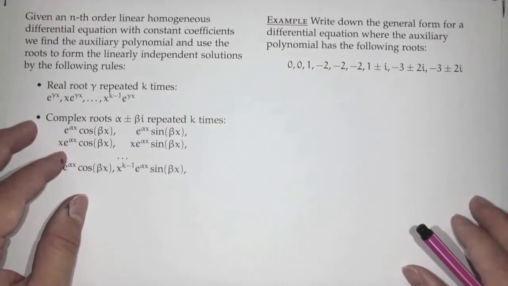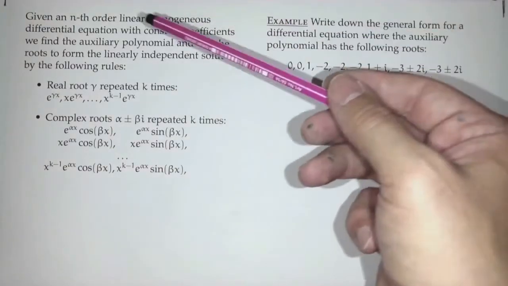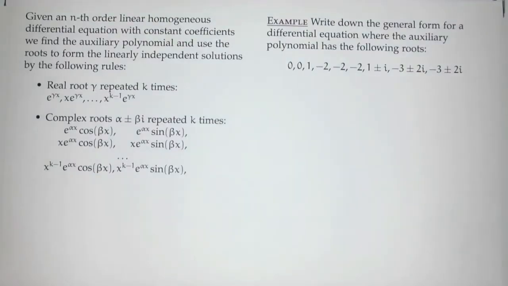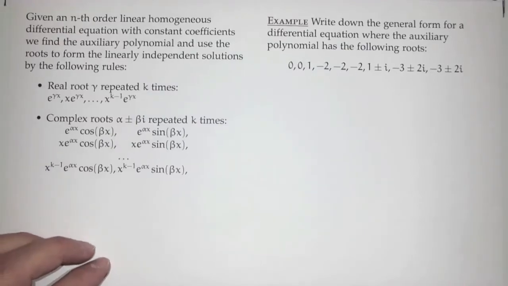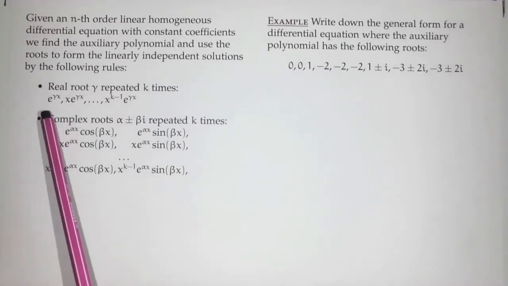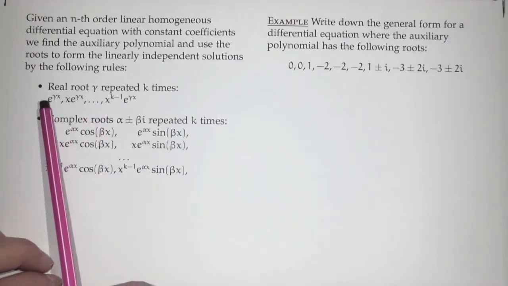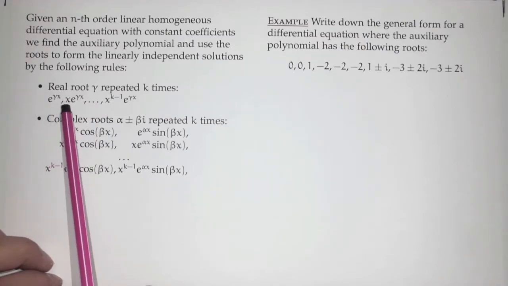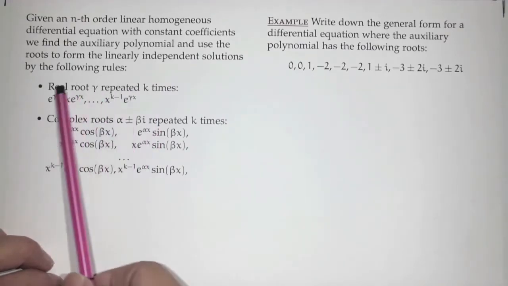All right, so in summary, here we go. Which really is just restating what we already have. But if we're given an nth order linear homogeneous differential equation with constant coefficients, in other words, the nice kind, find that auxiliary polynomial, find the roots, and then you make the solutions by the following rules. If you have a real root and it's repeated, well, you just start, so this is the symbol gamma, e to the gamma x, and then you keep going as many times as you need. x e to the gamma x, x squared e to the gamma x, and so forth and so on, until you get k of these.